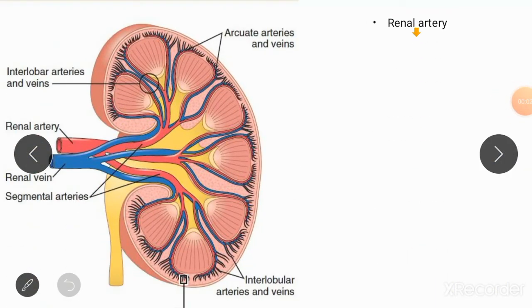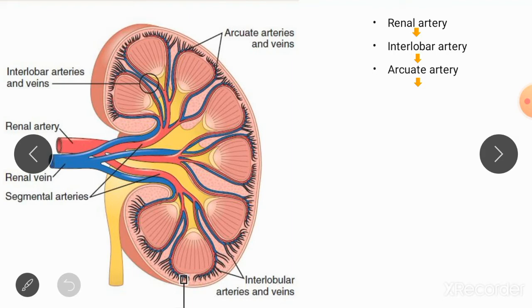Let us first discuss the arrangement of blood vessels within the kidney. As you can see, the renal artery, which is a branch of the aorta, enters the kidney at the hilum. So this is the first artery which is entering the kidney, and this is known as the renal artery. It then divides into interlobar arteries. What are interlobar arteries? Basically, these are the branches of renal arteries which are present between the pyramids. You can see the pyramids over here. This is one pyramid, this is the second, third, fourth, fifth. So the branches of the renal artery which divide between the pyramids are known as interlobar arteries.